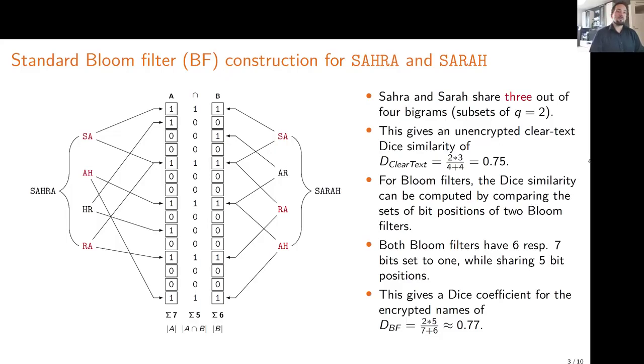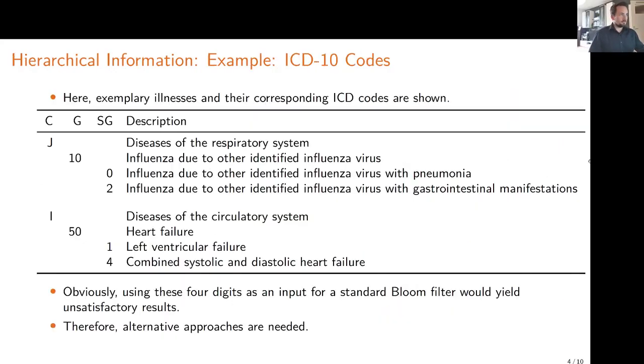You can see you can approximate clear text Dice coefficients relatively easily with this method, and therefore it has been used in privacy-preserving record linkage for about 10 years now. Hierarchical information, of course, is different in the way that chapters, groups, and subgroups of diagnostic codes do matter a lot. Here are some examples. For example, the diseases of the respiratory system are the chapter J, while the circulatory system, like heart failures, are in the chapter I. So the first position matters a lot.